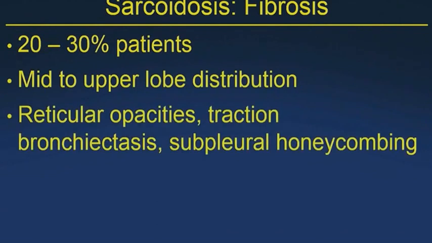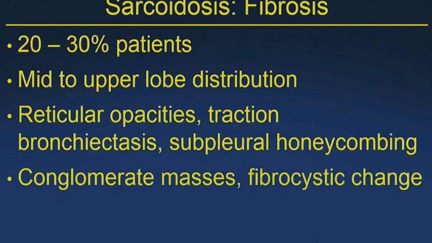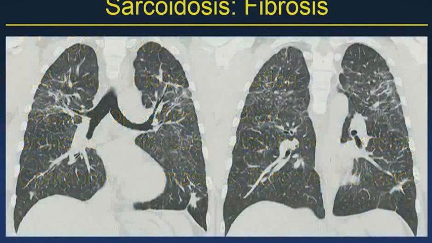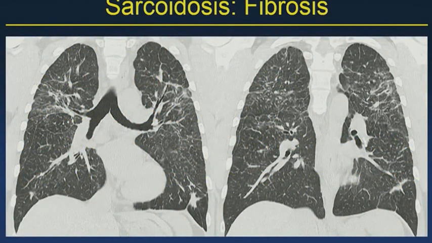So fibrosis, as I mentioned, may be seen in between 20 and 30% of individuals overall. It is usually mid to upper lobe distribution. It is characterized by reticular or irregular linear opacities, traction bronchiectasis, occasionally subpleural honeycombing. You may also see progressive massive fibrosis with conglomerate masses, and in that setting you may also see development of large bullae or fibrocystic changes in the upper lobes of the lung.